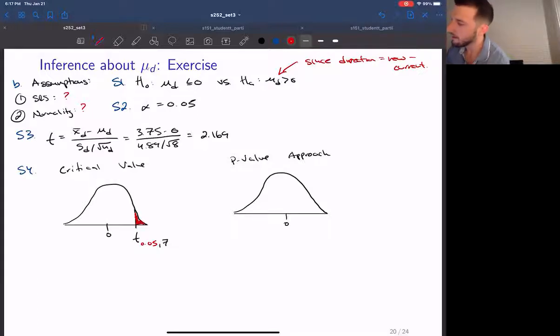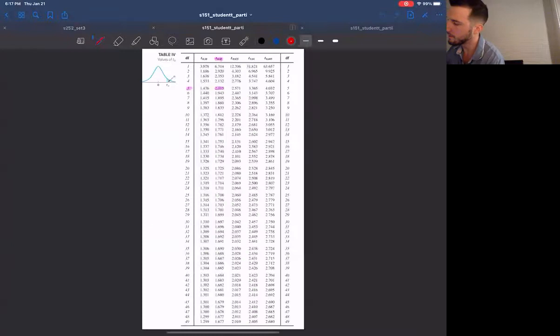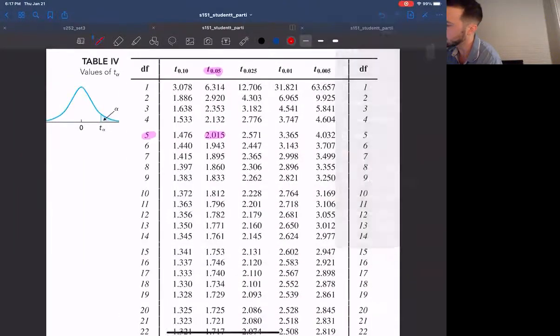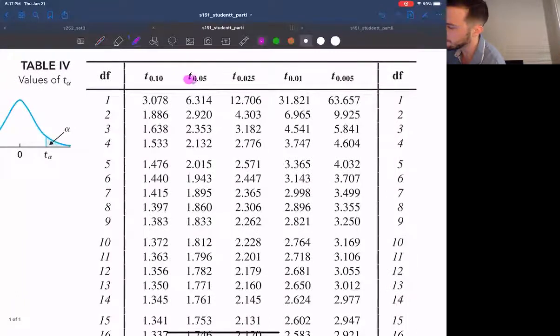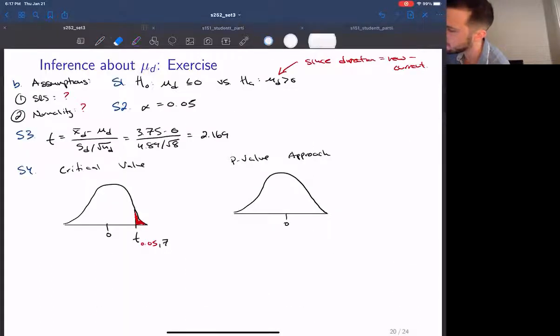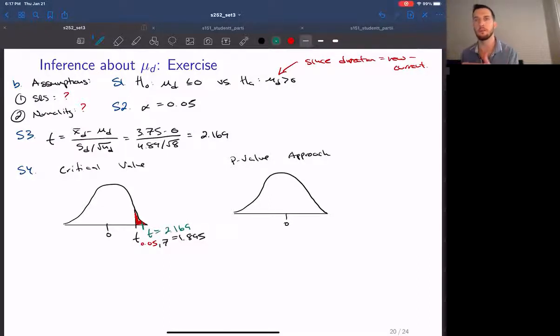Okay. And now we go to our t-table. So we are matching t subscript 0.05 and 7, which gives us 1.895. So our critical value for this test is 1.895. All right. And then our test statistic was 2.169. So we can see that based off the critical value approach, we are inside the rejection region. So we could reject H0 based off this approach.